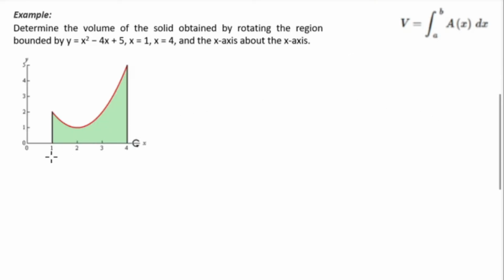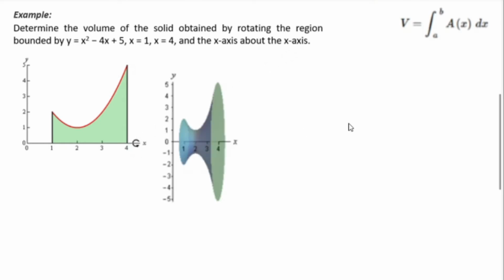Based on the graph, we have the red one, which is the curve x squared minus 4x plus 5, and we have the left limit, x equals 1, and the right limit, x equals 4, and the x-axis, which is the horizontal line, and the revolution is about the x-axis. The shape of the solid of revolution is like this.